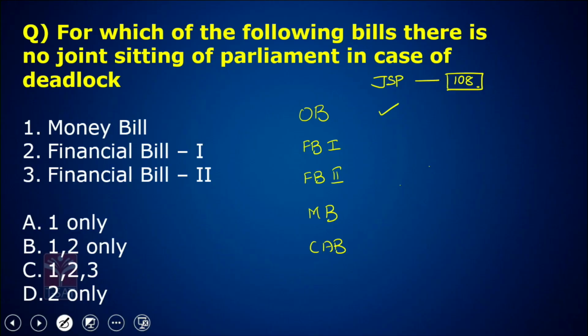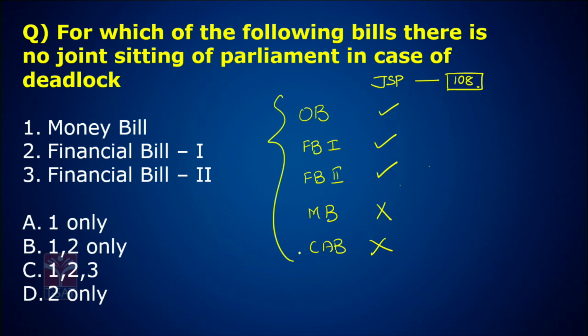Financial bill part 1, yes. Part 2, yes. There is no joint sitting for a money bill. There is no joint sitting for a constitutional amendment bill. Now look at the question: for which of the following is there no joint sitting? So money bill, yes. For both of these, a joint sitting of the Parliament can be held. Okay, the answer is C. Very, very important.